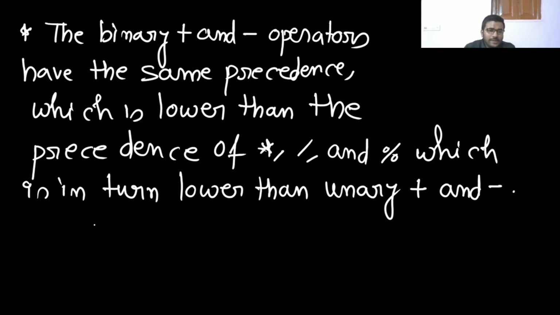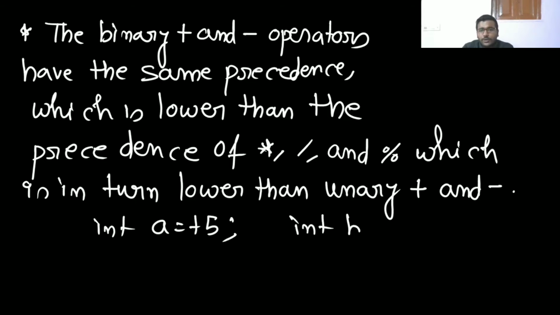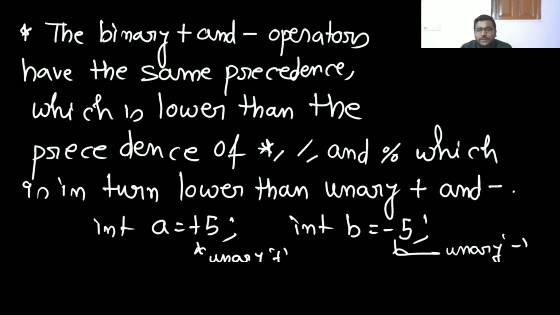So what is unary plus? Like int a equal to plus 5, it's a unary plus. Int b equal to minus 5, it's a unary minus. Just one symbol. It's a unary plus, it's a unary minus. Okay, so it's less than. So associativity is left to right. Okay.